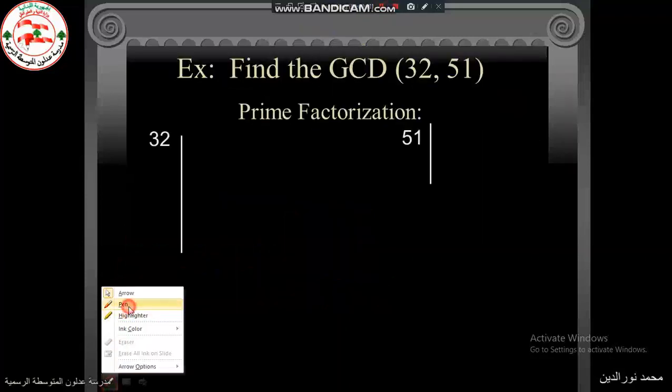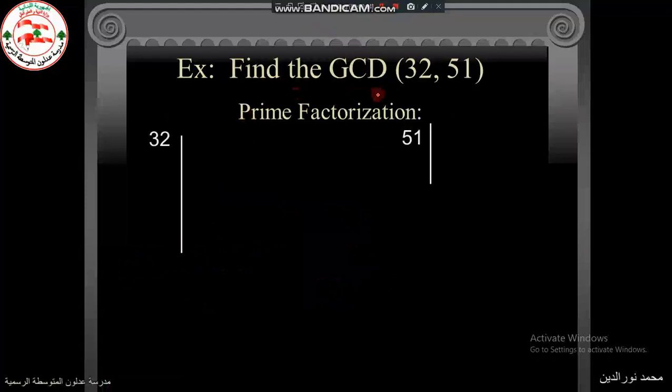In this example we have to find the greatest common divisor of 32 and 51, so we will write it this way. I will do the prime factorization first. 32 is divisible by 2 because it's even, so I get 16. 16 is divisible by 2, I get 8, then 4, then 2, then 1. So we stop, and these are the prime factors of 32.